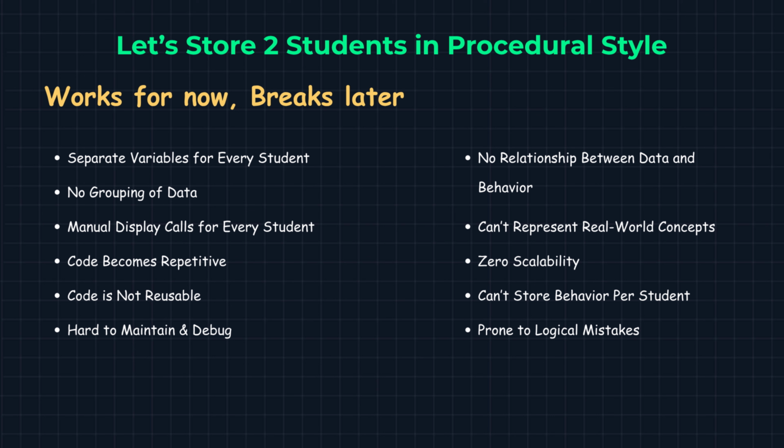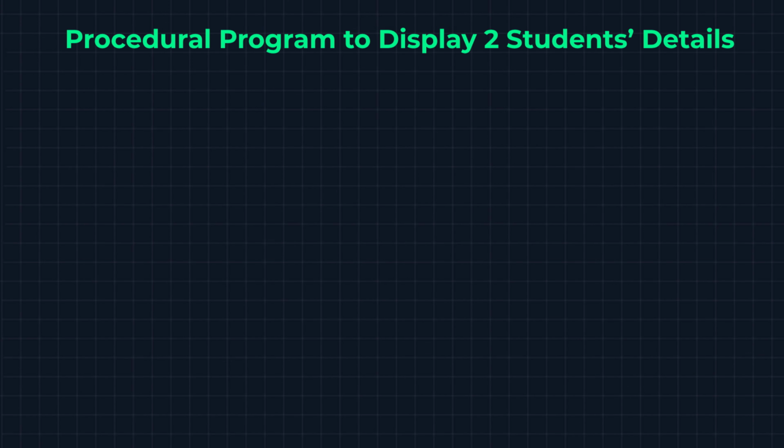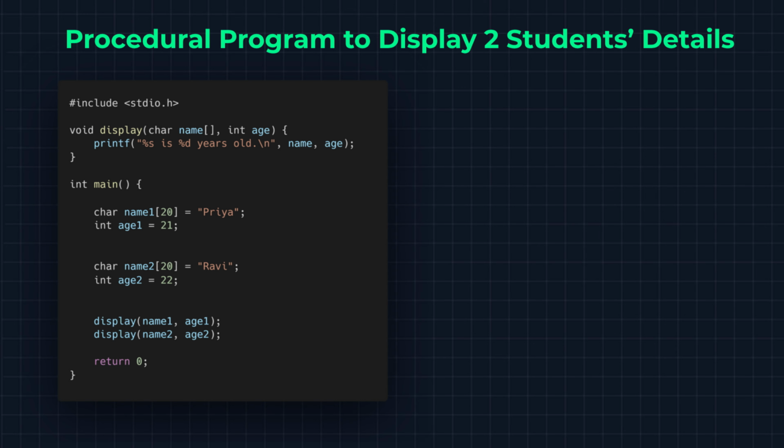Yeah. This type of code shows you can write logic but not structure. And companies care about clean, maintainable, scalable code, not just working output. Here's a basic procedural program where we store and display two students' details using separate variables. We use a function called display to print the name and age. Looks clean for two students, but imagine doing it for 100 students. That's where procedural code starts breaking apart.